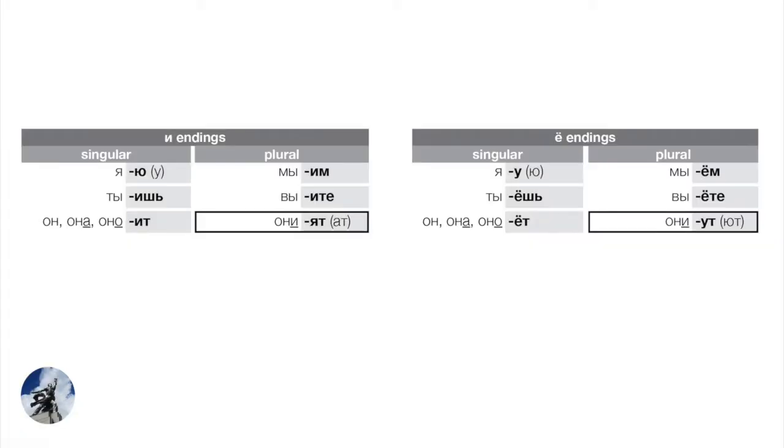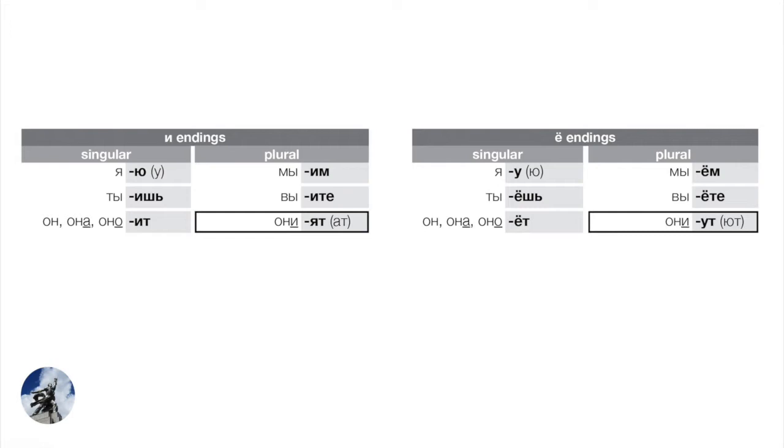Okay, let's look at the E endings. Remember, this is the second of two sets of endings Russian verbs can take. We've seen the yo endings, and we've been using those for 2 days now. But the verb types we're learning today are taking these E endings. So let's look these over and we can compare the two, of course.